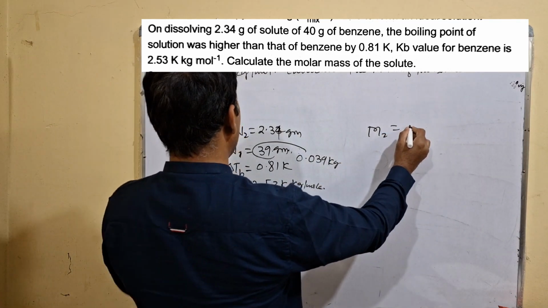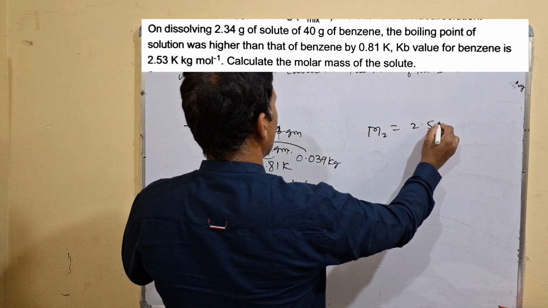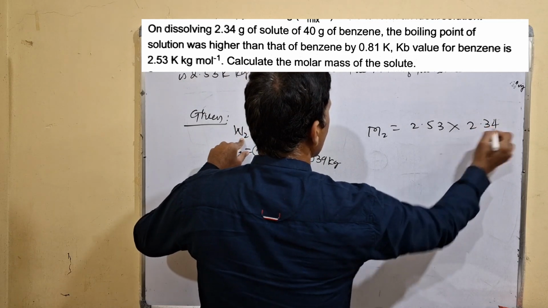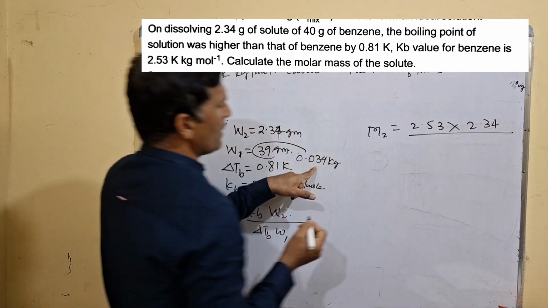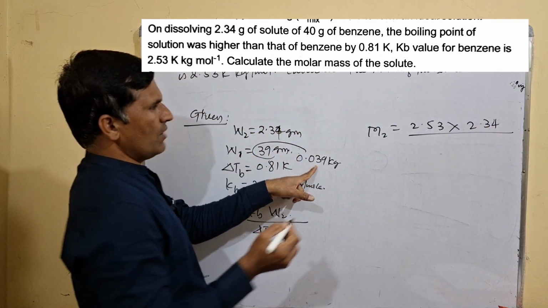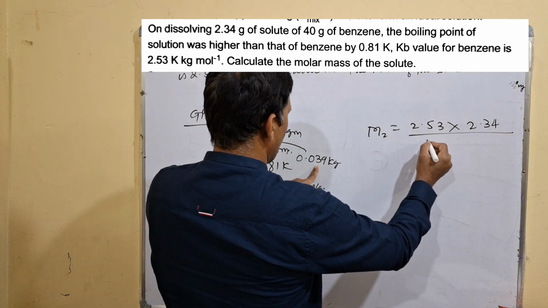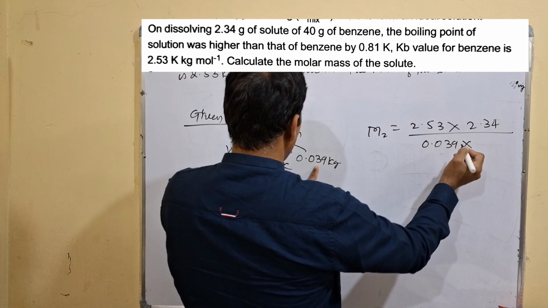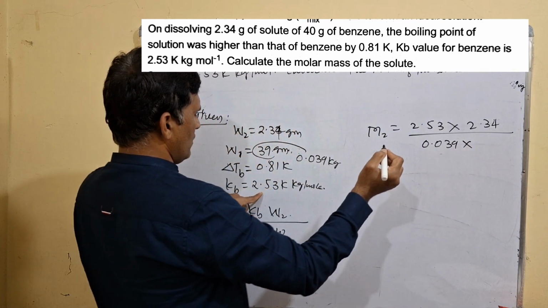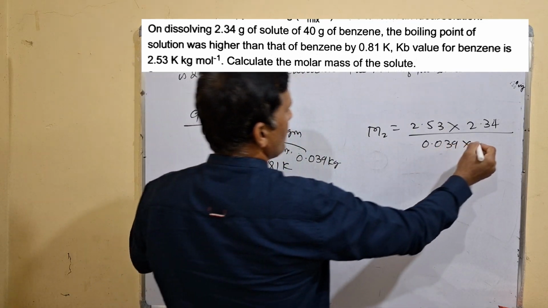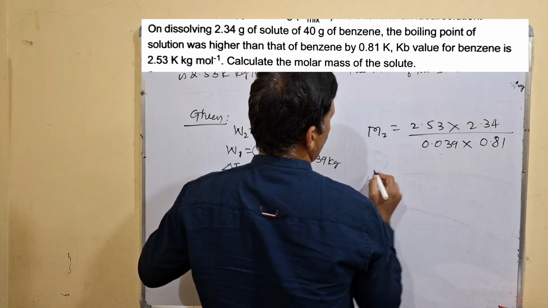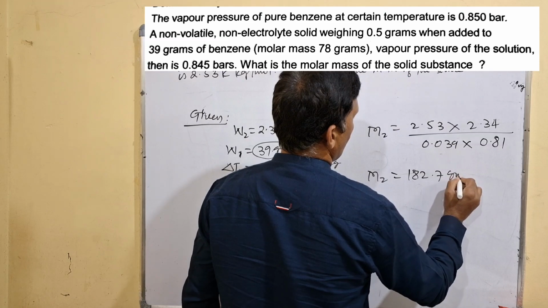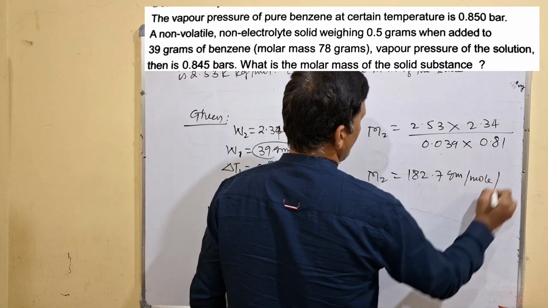So therefore directly we will substitute the values. M2 is equal to Kb is how much? 2.53 into W2 is 2.34. No need to multiply 1000 because already I have converted that into kilograms. So therefore W1 is 0.039 kg into delta TB is 0.81. Okay, if you solve this, 182.7 grams per mole. Unit you should remember.